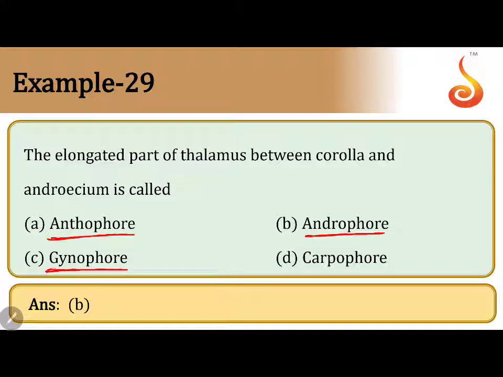So I have something called as Anthophore, something called as Androphore, something called as Gynophore, and something called as Carpophore. So let me say the meanings of them, then we will discuss what they are. Anthophore means, antho means flower, phore means bearing, one which bears the flower.